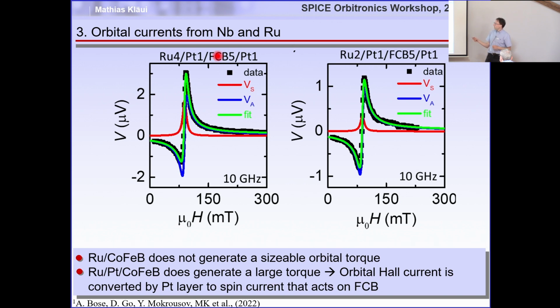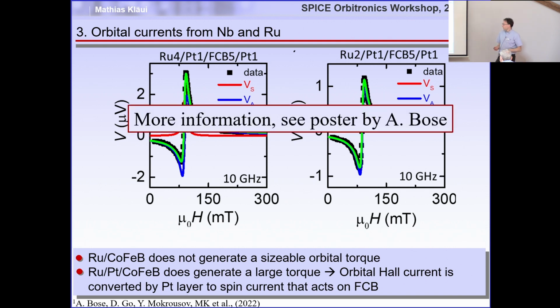And so the fact that we can use just 1 nanometer of platinum to get, again, this very large torque, allowing us to act on the iron cobalt boron or cobalt iron boron, is super important, because then this allows us to actually switch iron cobalt boron, which is what we want to do for an MRAM device. Now, all the credit to Arnab and his poster tomorrow, so please do see his poster.